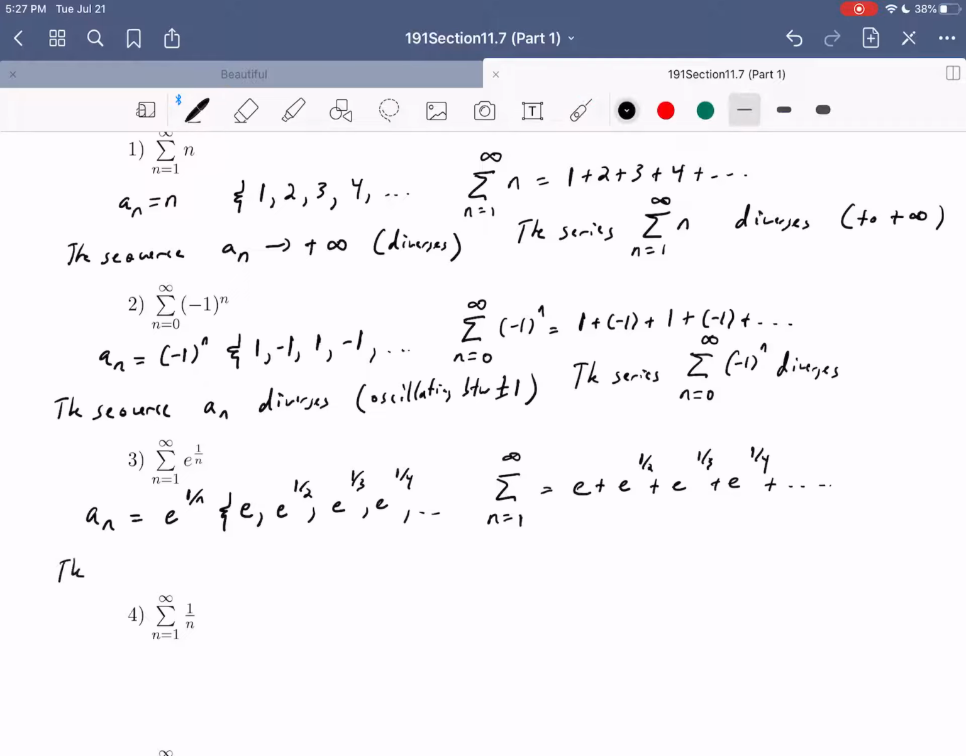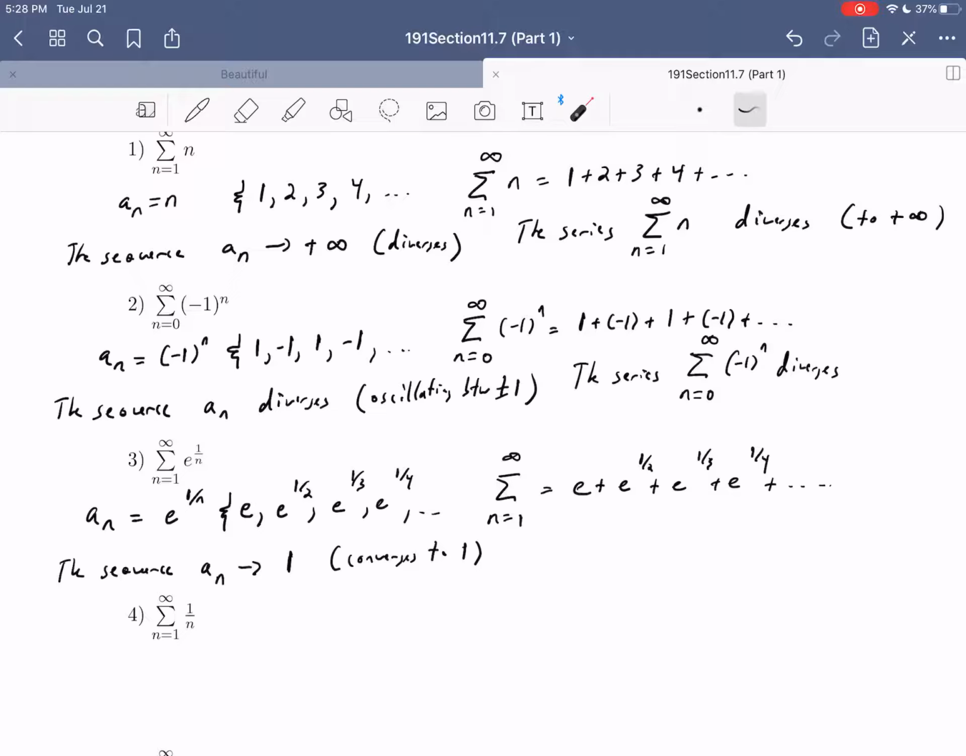So the sequence, a sub n, well, as n gets larger and larger, 1 over n is going to get smaller and smaller. It's going to approach 0. And e to the 0 power goes to 1. So the sequence here converges. Well, we can actually write it this way. The sequence a sub n goes to 1. It converges to 1. These values, as you go further and further, are getting closer and closer to 1.